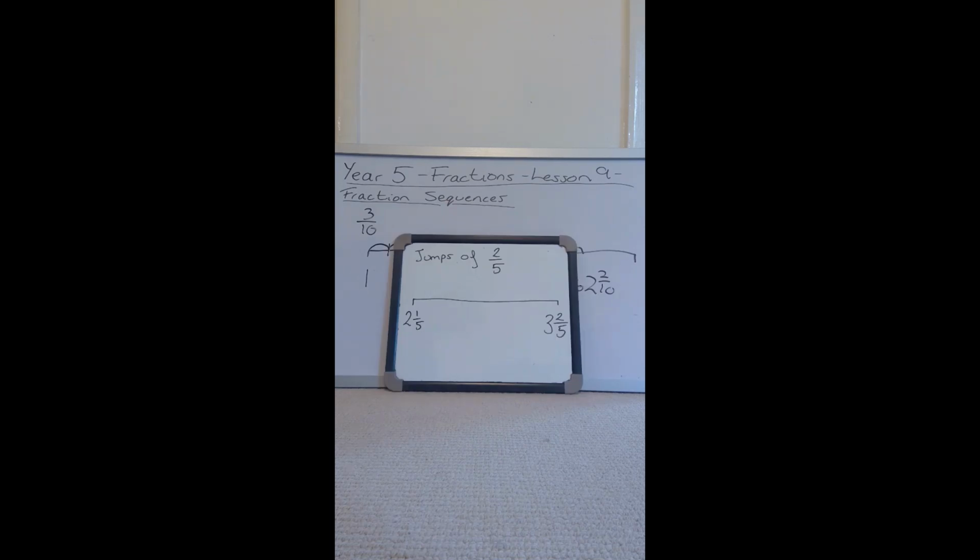To show your understanding, I'd like you to solve this problem. I want you to do jumps of 2/5, starting at 2 and 1/5, and you should eventually end up at 3 and 2/5. Pause the video here.